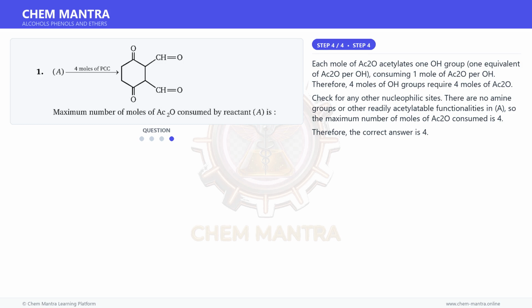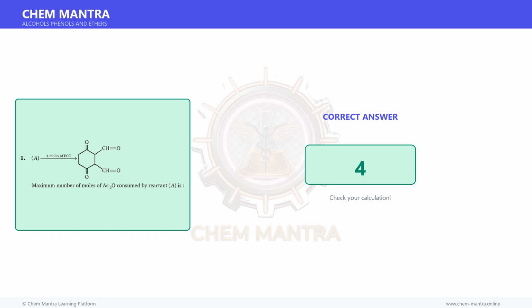And for the final step, each mole of Ac2O acetylates 1 OH group, 1 equivalent of Ac2O per OH, consuming 1 mole of Ac2O per OH. Therefore, 4 moles of OH groups require 4 moles of Ac2O. Check for any other nucleophilic sites. There are no amine groups or other readily acetylatable functionalities in A, so the maximum number of moles of Ac2O consumed is 4. Therefore, the correct answer is 4.